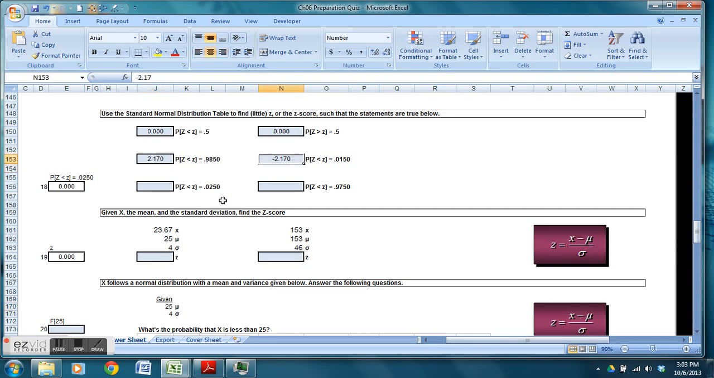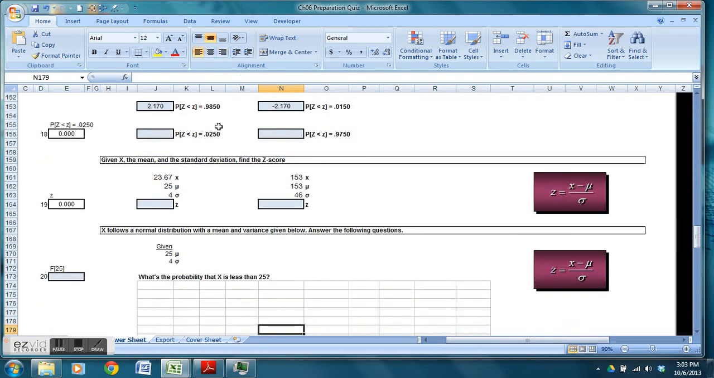So that's why these two are just, you know, one's the negative opposite of the other. So I'm going to skip these two, pretty easy, going down.